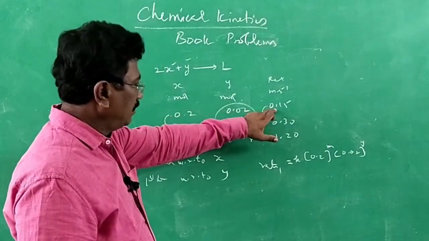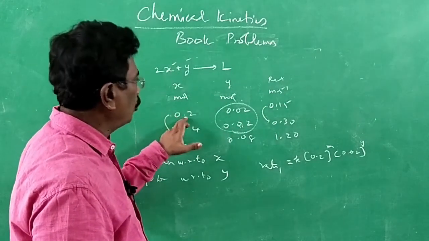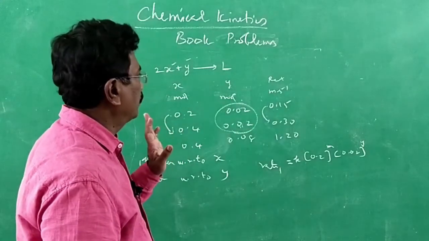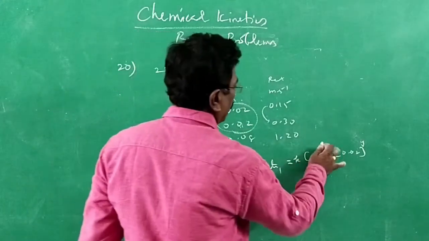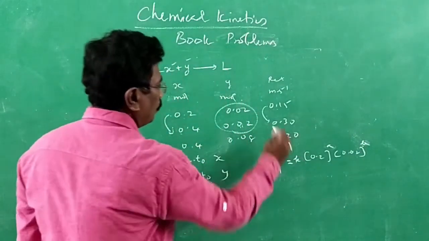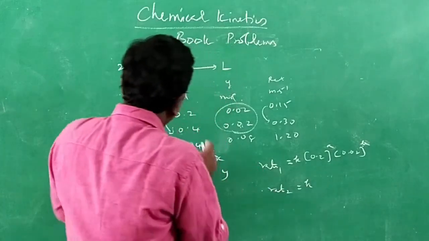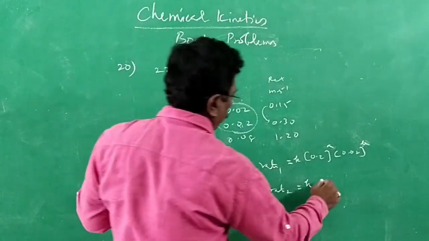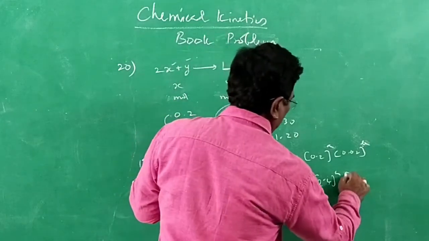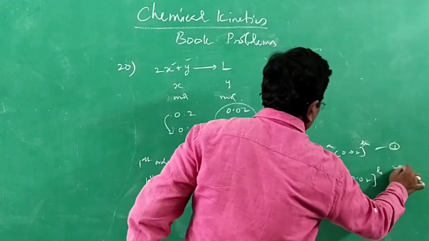Rate 1 is equal to rate constant into molar concentration of X, that is 0.2 to the power A, molar concentration of Y, 0.02 to the power B. Or let it be A and B, whatever it may be. And rate 2 is equal to K into molar concentration of X, now it is 0.4 to the power A, and it is the same 0.02 to the power B. It is equation 1, equation 2.